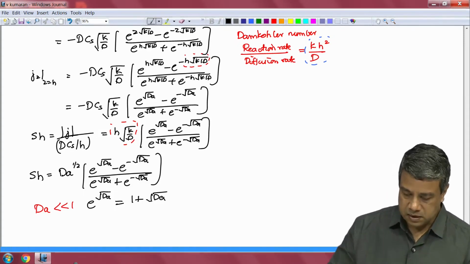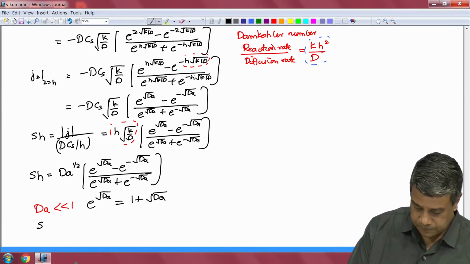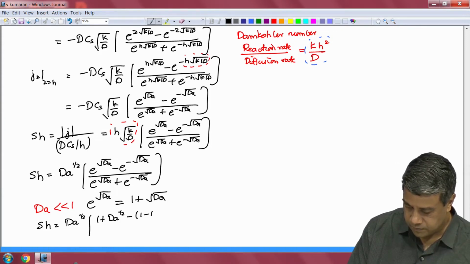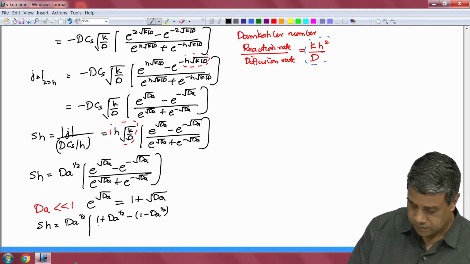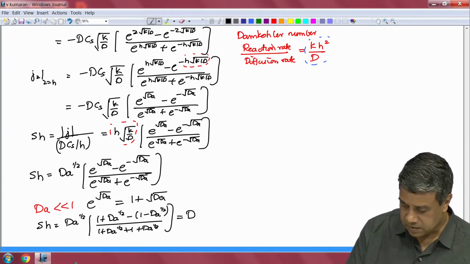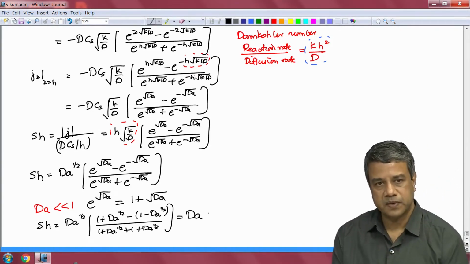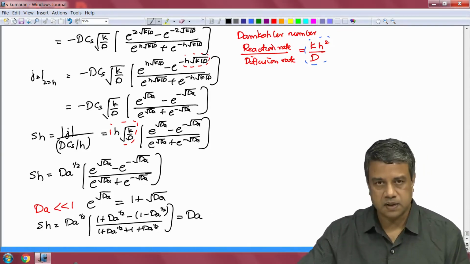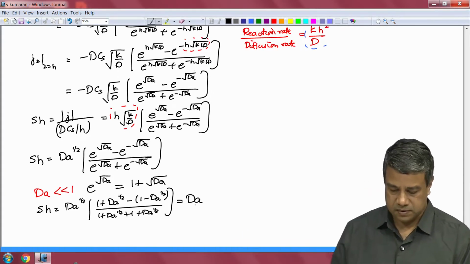If you work this out, this just becomes equal to the Damkohler number. So, for Da much smaller than 1, the Sherwood number is just equal to the Damkohler number. So, there is a correlation.